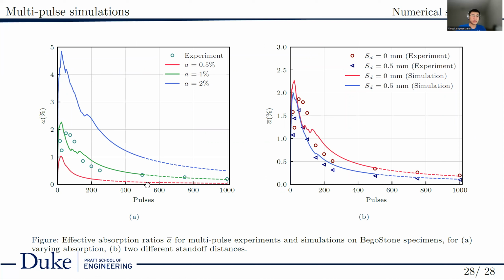In comparison with experimental data, the effective absorption reveals that the simulation tracks the changing trend of the crater volume as the ablation proceeds. From the figure, we note that the subtle difference between the experimental data of varying standoff distance from 0 to 0.5 millimeter is also captured. This shows that the proposed energetic asymmetric model catches the underlying physics of the whole laser ablation process pretty well.